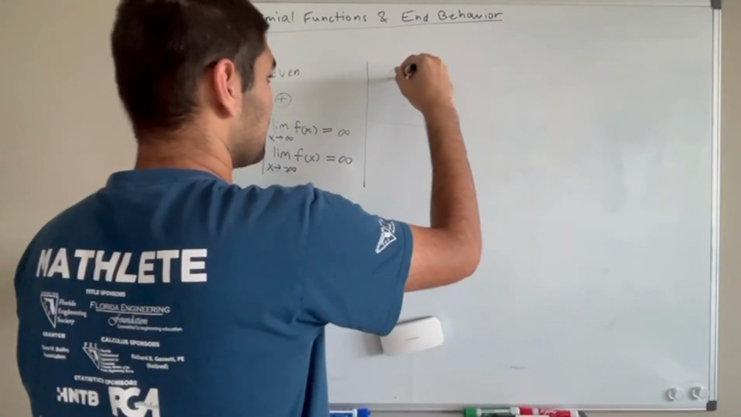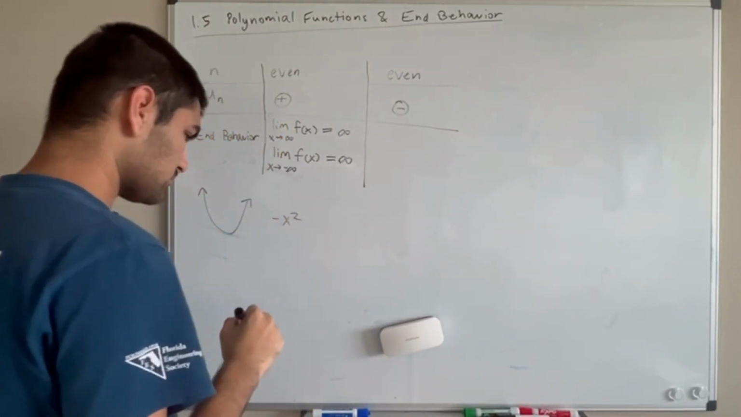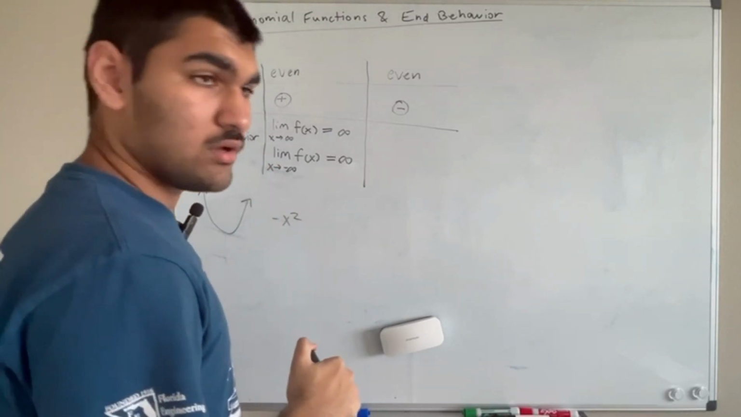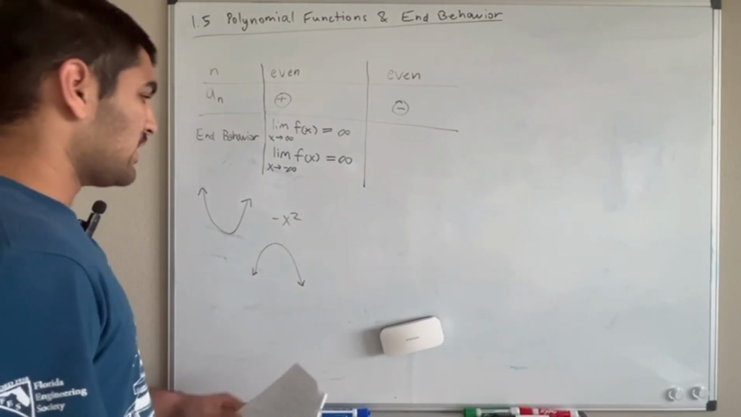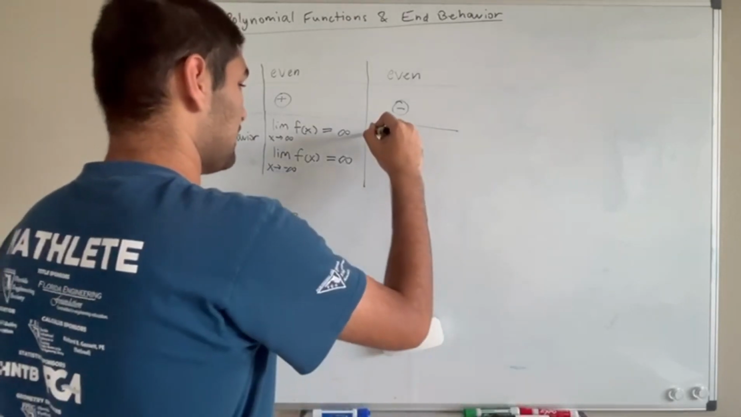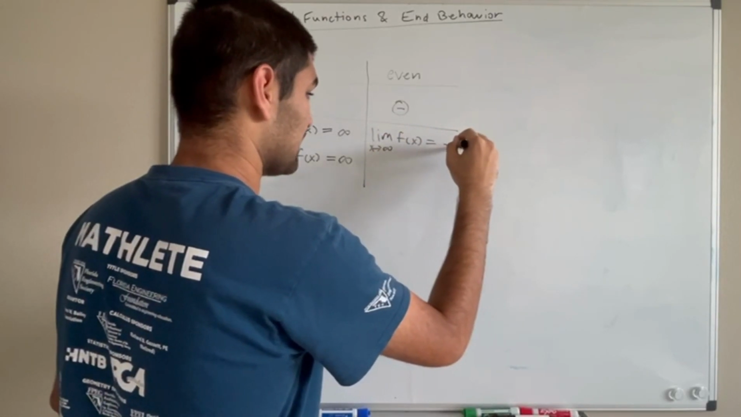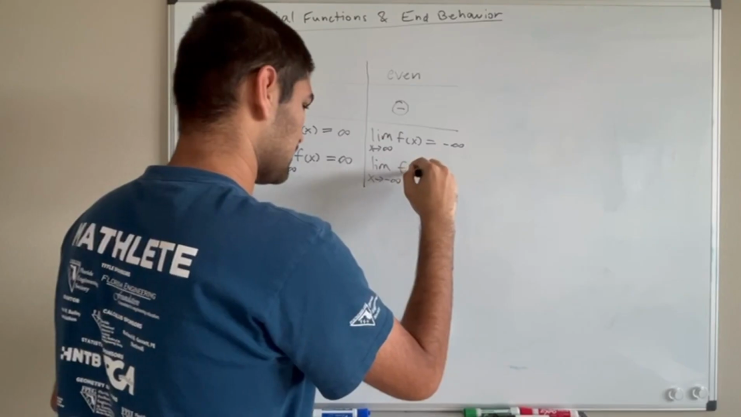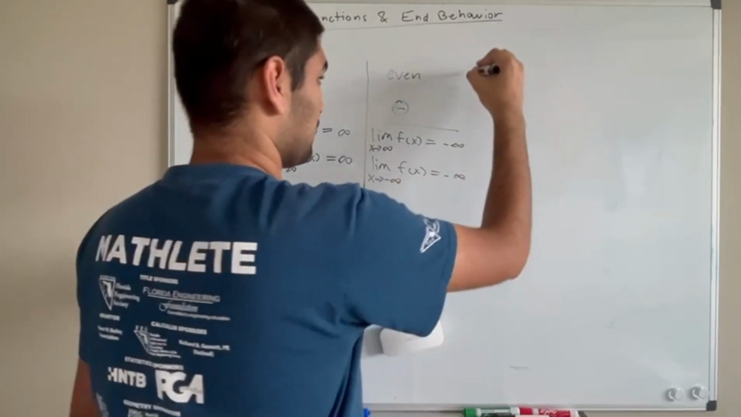So now what if we had an even degree and a negative leading coefficient? So for example, negative x squared. I'm sure you already know that that's just the x squared flipped over the x-axis. So it should look something like that, right? So now as x goes to positive or negative infinity, f of x always goes to negative infinity. So the end behavior would be the limit as x goes to infinity of f of x is equal to negative infinity, and the limit as x goes to negative infinity of f of x is equal to negative infinity. Okay, good.